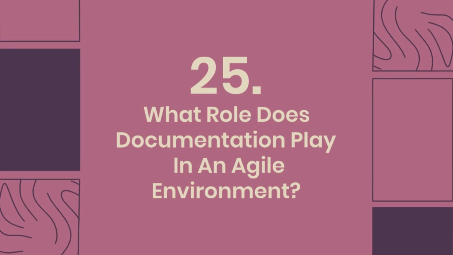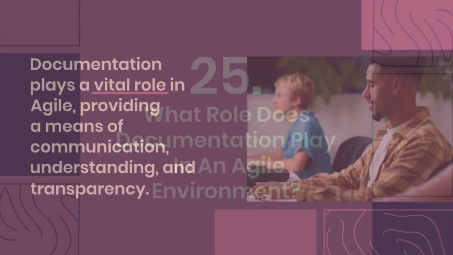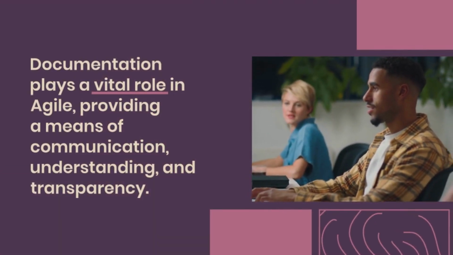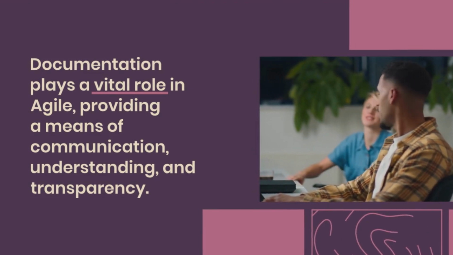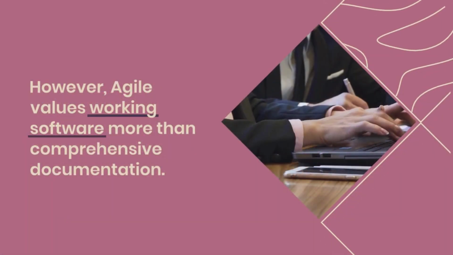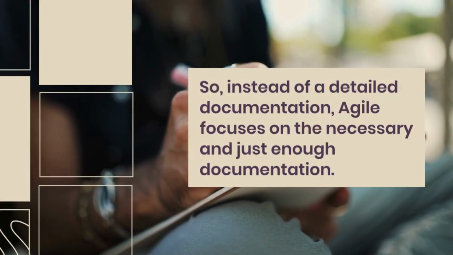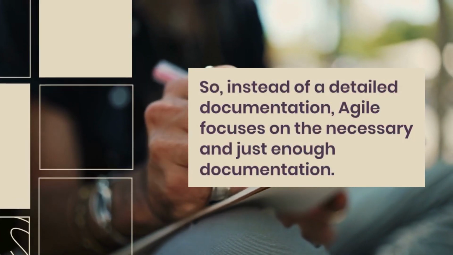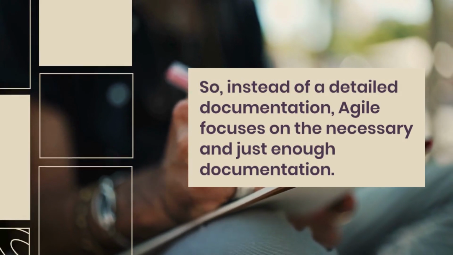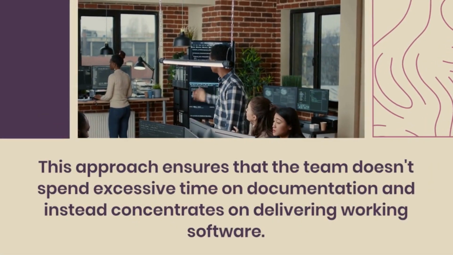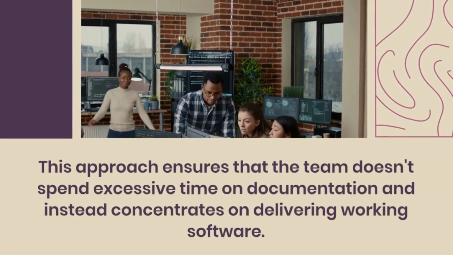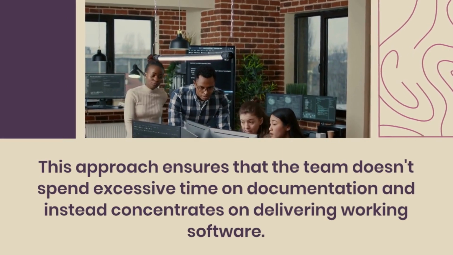25. What role does documentation play in an Agile environment? Documentation plays a vital role in Agile, providing a means of communication, understanding, and transparency. However, Agile values working software more than comprehensive documentation. So, instead of detailed documentation, Agile focuses on the necessary and just enough documentation. This approach ensures that the team doesn't spend excessive time on documentation and instead concentrates on delivering working software.